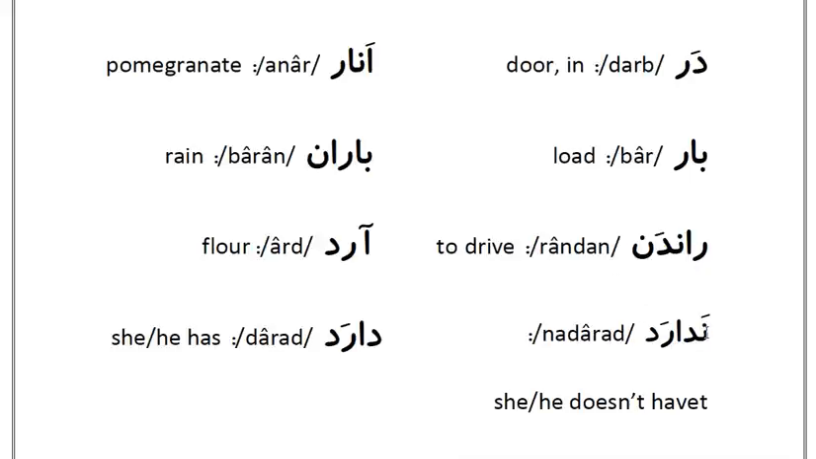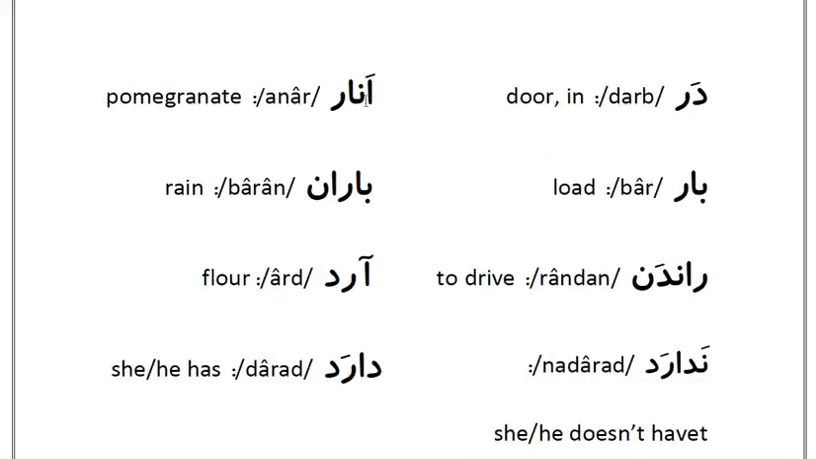Next one here is nadorad. Nadorad means she or he doesn't have. And this one is anar. You can see the English meaning, anar. The next one is baran. Next one is ard. And last one is darad. She or he has, darad.